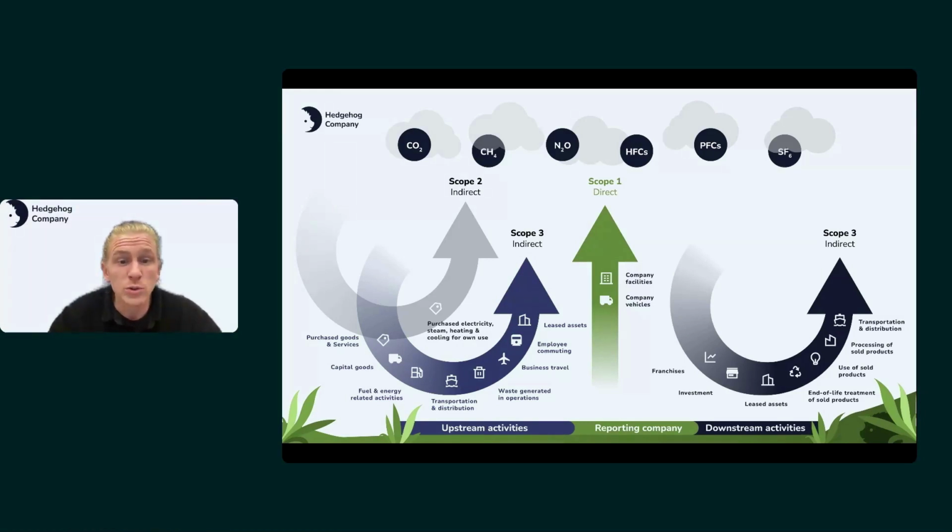When we are looking to our left, at the horizontal bar in the bottom, you can see upstream activities. And when you're looking at the most left arrow, the shaded one, with scope 2 indirect sources, there is only one source there, and it states purchased electricity, steam, heating and cooling for own use. So these are sources that are direct energy consumption. However, the emission of greenhouse gas is at another location.